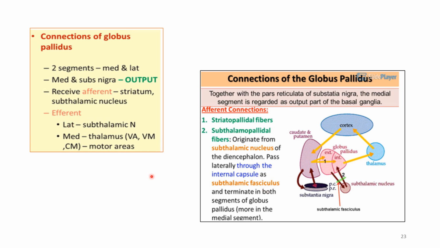Then what are the efferent connections? From where will it go? The globus pallidus externus will go to the subthalamic nucleus. That is, lateral means externus, it will go to the subthalamic nucleus. The medial one, that is the internal one, will go to the thalamus, mainly to the motor areas. What are those motor areas? Ventro-anterior and ventromedial nucleus and centromedian nucleus. Mainly to motor areas. Okay, from the internus to the thalamus.